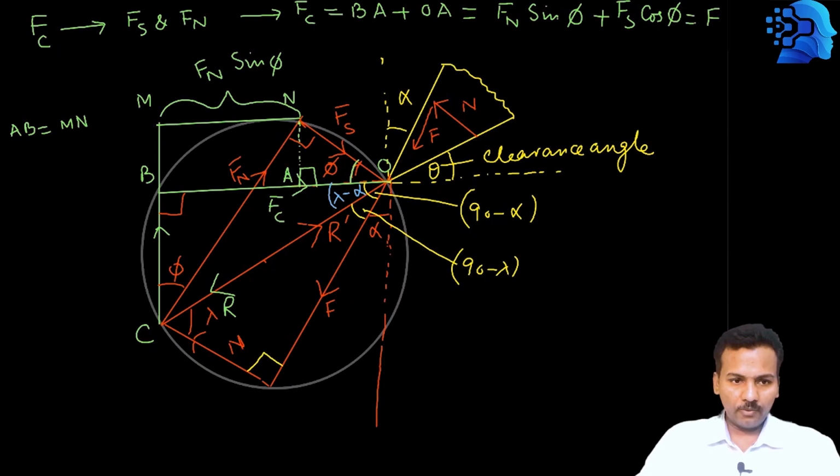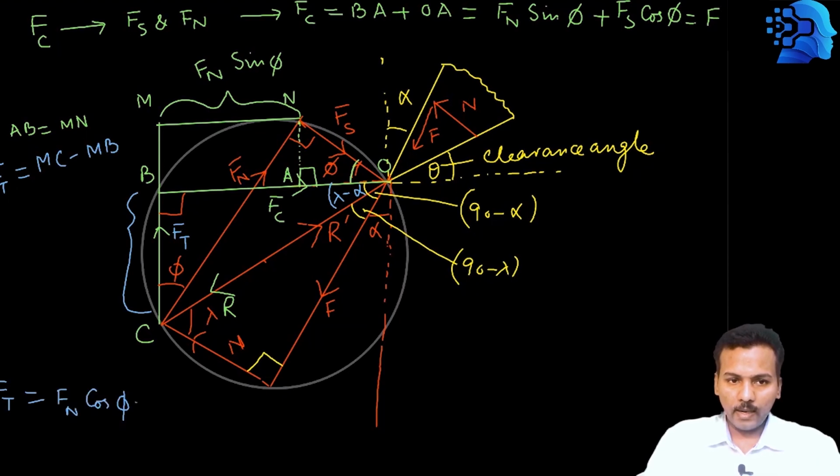Fs. Ft can be written as Mc minus Mb. This force can be written as Mc minus Mb. This Ft can be written as this Mc equal to Fn cos phi minus Mb. Mb is nothing but An, and this An equal to Fs sin phi.